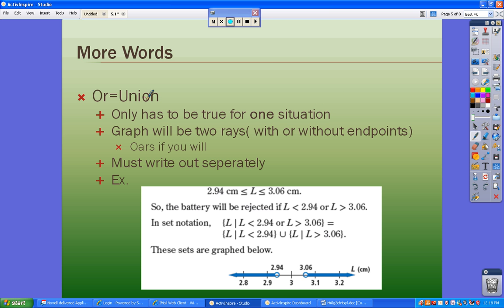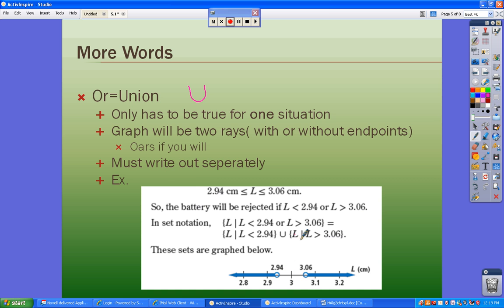Or, okay? Or is a union. It's a capital U in the symbol in geometry. Unions are easier to get into. If you think about a labor union, they want to have a lot of members so that they have more power. So only one situation needs to be true to be in a union. When you graph, it's going to look something like this.